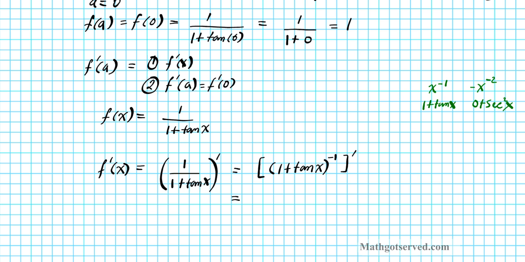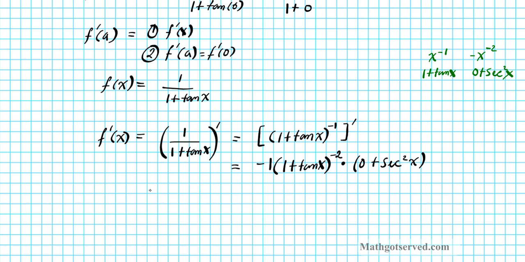Okay? All right, so let's apply that here. Differentiate the outside, evaluated at the inside. So we have negative 1 times 1 plus tan x raised to the negative 2 times the derivative of the inner function, which is going to be 0 plus secant square x. All right, now that's f prime of x. We're done with the first part. Now we need to evaluate it at a equals 0.